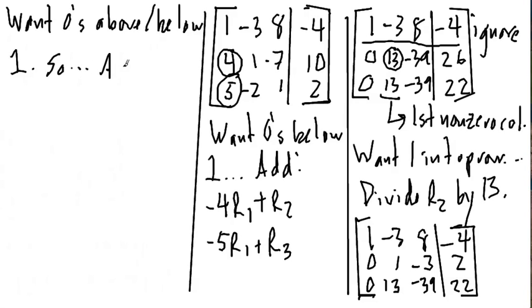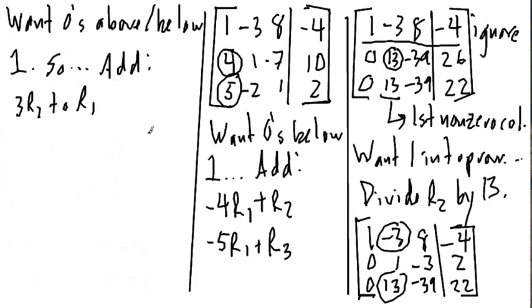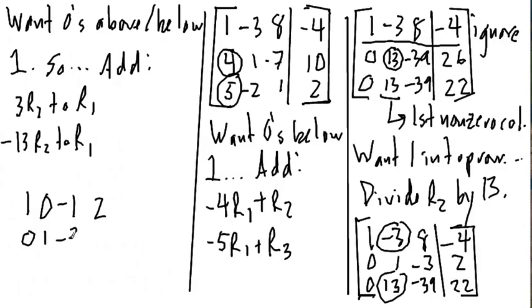since I've got a -3 upstairs, I'm going to add 3 times row 2 to row 1. And since I've got a 13 downstairs, I'm going to take -13 times row 2 and add that to row 1. Uh-oh, I made a mistake. That should be row 3. Anyways, let's keep going. This is what I end up getting.